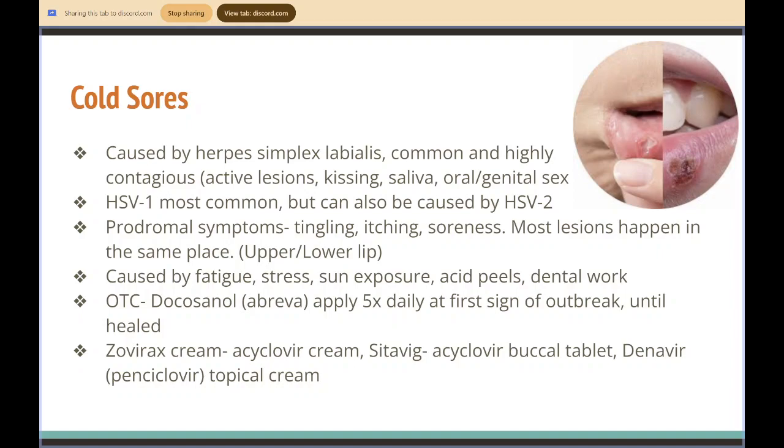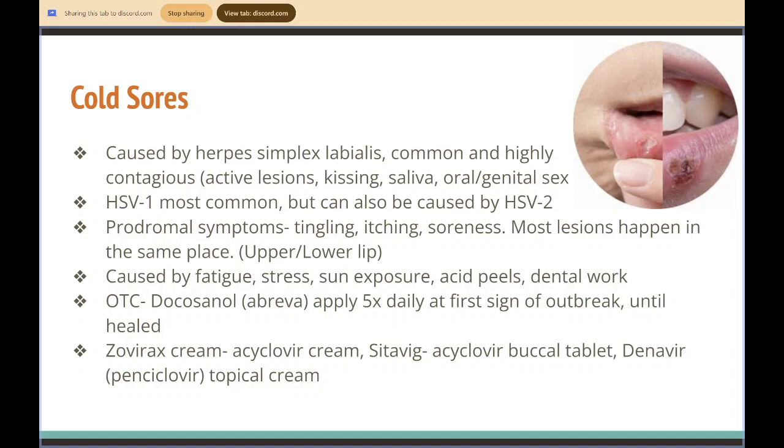Outbreaks is another term that's used, and they can be caused by fatigue, stress, sun exposure, acid peels, facial treatments sometimes, and dental work.